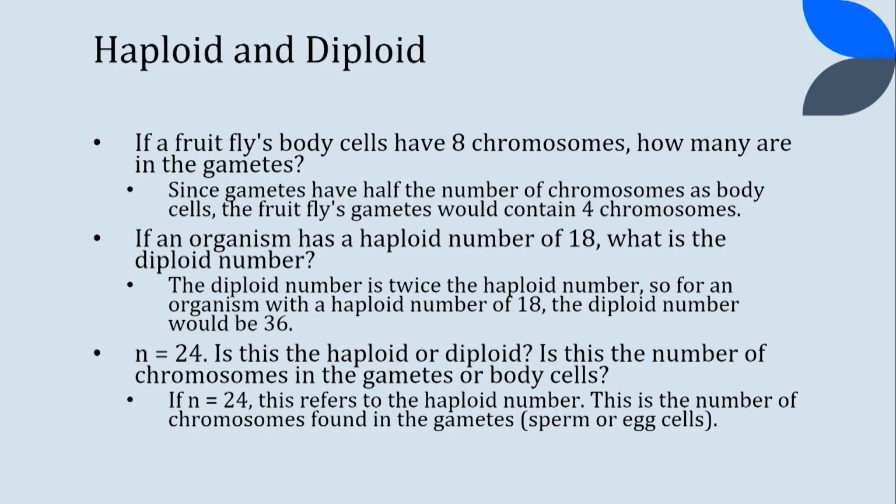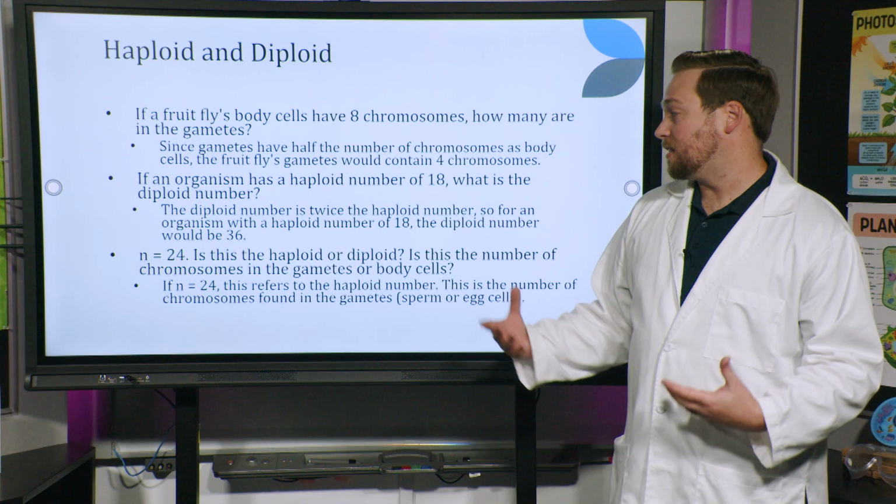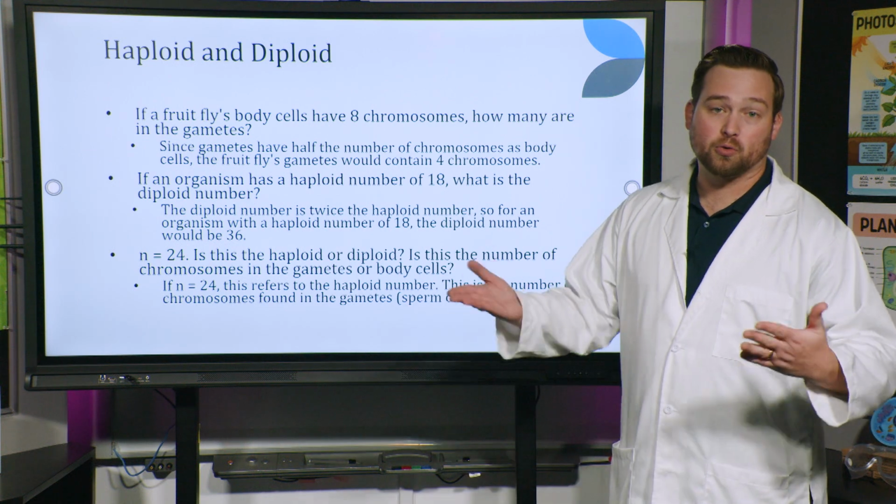So this says N equals 24. Is this the haploid or the diploid? Is this the number of chromosomes in the gamete or the body cell? Well, if N equals 24, this refers to the haploid number. Remember that haploid is just written as a regular N with no extra number in front of it. So this refers to the haploid number. This is the number of chromosomes found in the gamete, which would be the sperm or the egg cells. If this number represents whatever organism this is, what would be the diploid of it? Well, you would just multiply it by 2. So the diploid number here would be 48, because 24 and 24 make 48.